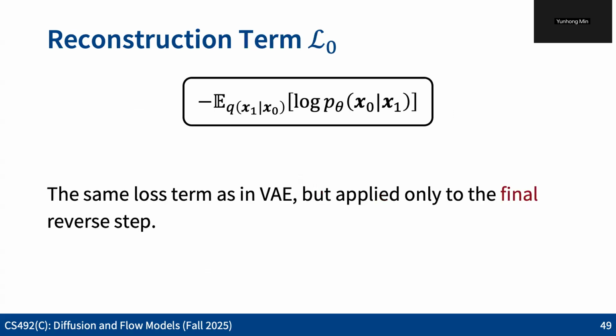So this is the same reconstruction term, and this is basically reconstructing x0 from x1, while we have all the other latent values up to x capital T, right? So this is only for the final step of the reverse process, and also in practice, the magnitude of this loss term is much smaller than the other terms. So we are going to simply ignore this term.